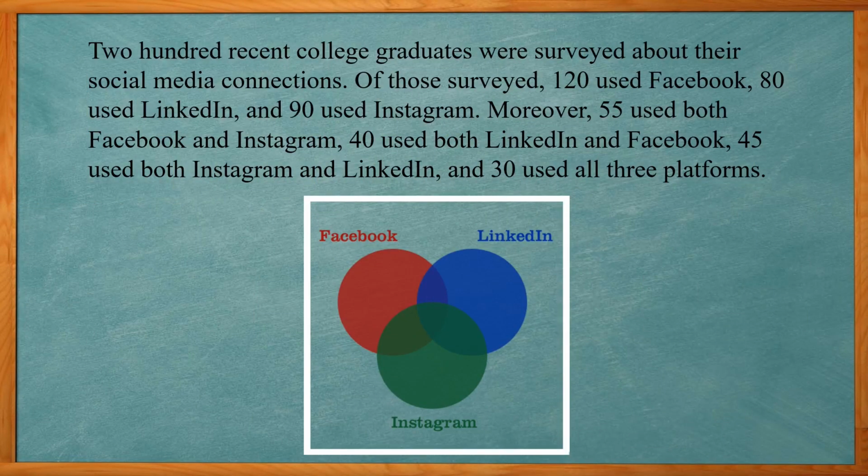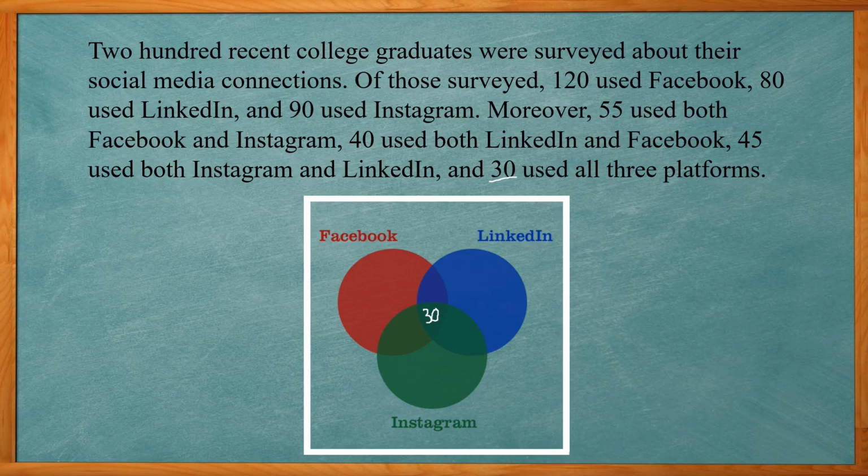So again, we need to draw all 3 circles. We label them. We make sure they overlap. All 3 overlap in the middle. And then on the sides, 2 of them overlap. And on the outer edges, that's where they don't overlap at all. So again, we need to start in the middle. We know that 30 had all 3.